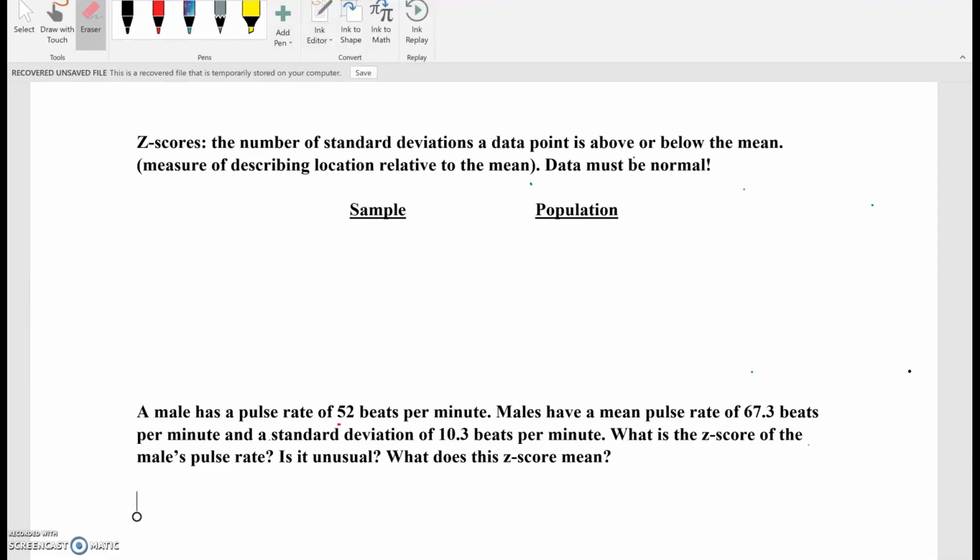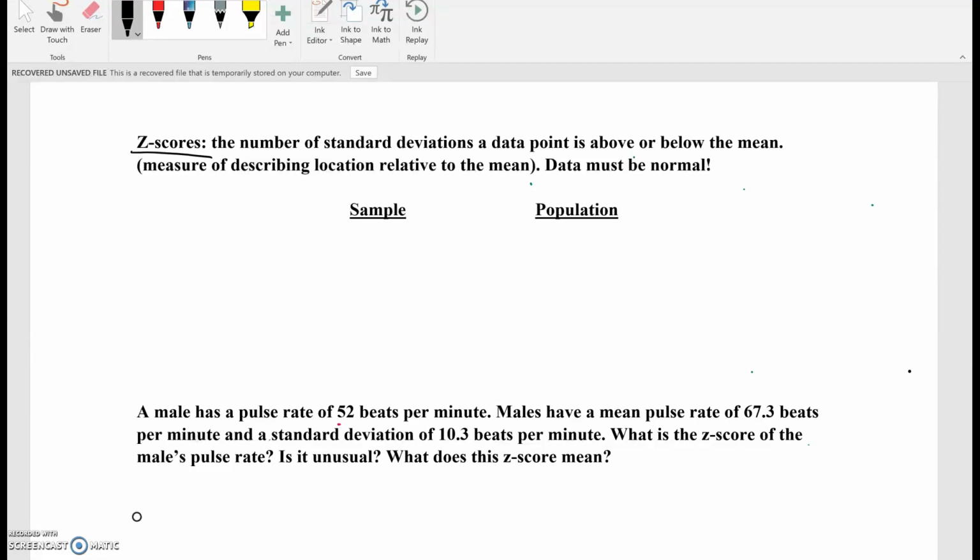Okay, so this is going to be the last measure of relative standing, and this is what we call z-scores. And z-scores, basically, we will use them for the majority of this class. So a z-score is simply just the number of standard deviations a data point is above or below the mean. Okay, so this is basically telling you relative to the mean where this data point is.